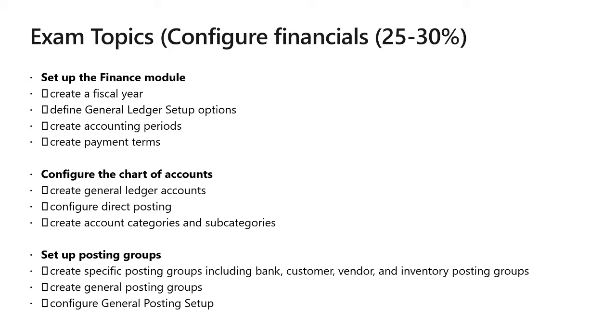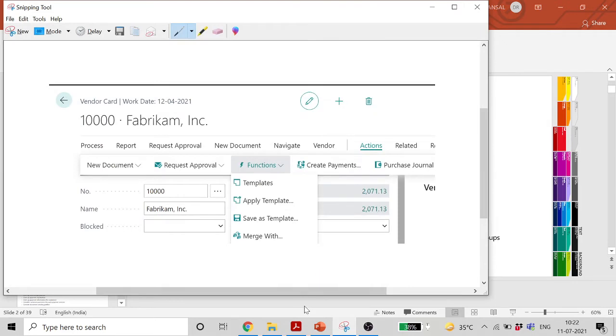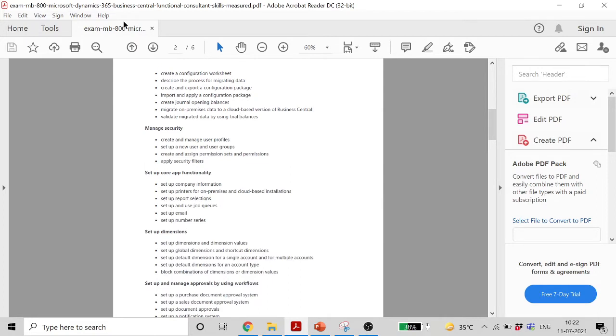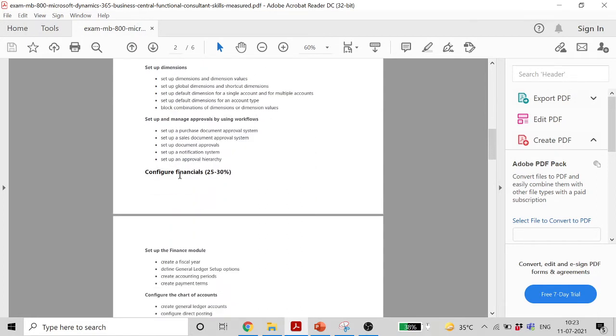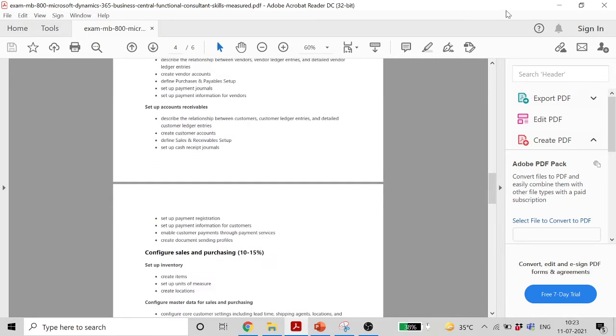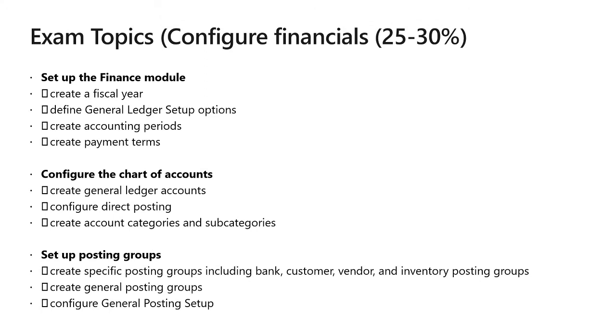And what are the topics? These topics are taken from the exam content provided by Microsoft. So here it is, this is exam MB 800 Microsoft Dynamics Business Central, and from here it starts, configure financials. These are the topics under configure financials. A brief about these: create a fiscal year, a new fiscal year. We will talk about creation of a new fiscal year in this.